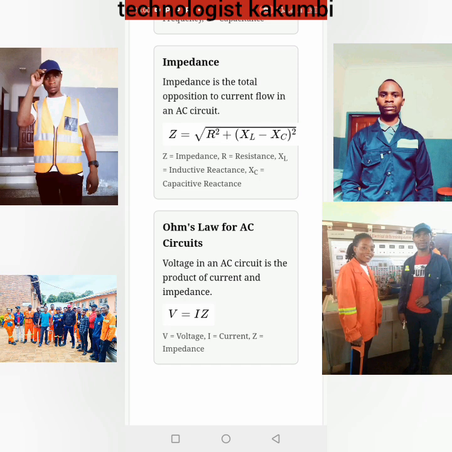Then again, we need also to know about Ohm's law for AC circuits. Get this: voltage in an AC circuit is a product of current and impedance. Understand these formulas. So these are the basics.